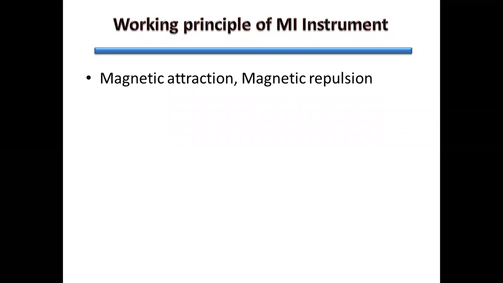Working principle of moving iron or MI instrument. It works on magnetic attraction or magnetic repulsion principle. In simple way, there is a magnetic coil and there is an iron piece which gets attracted towards the magnetic flux. So this is magnetic attraction. In case of repulsion, there are two magnetic pieces or iron pieces which repel each other, and a force is produced on the moving system. So these two principles of magnetic attraction and repulsion are utilized for the functioning of this moving iron instrument.